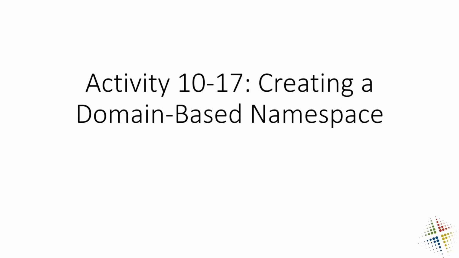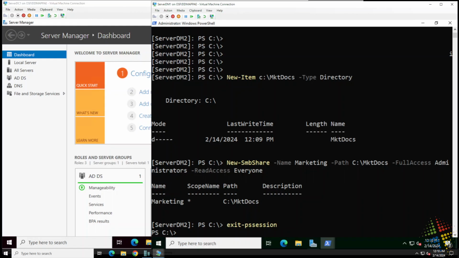In this video, we're going to continue with our DFS configuration, and we are going to create a domain-based namespace. So let's get that going. Again, I have server DC1 up and running because this is going to be a domain-based namespace, so I need a domain controller. I have server DM1 up and running and server DM2, and we had previously installed the DFS services as well as created file shares.